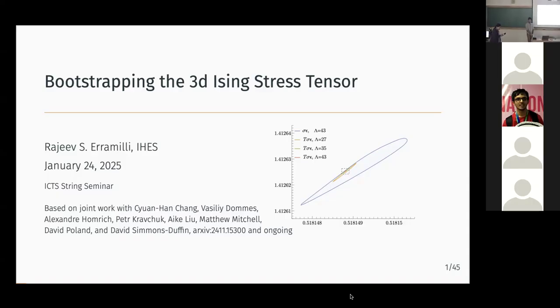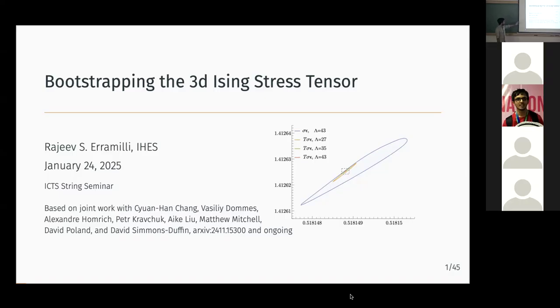Thank you, Shanmugapriya, and thank you all for coming here on Friday afternoon, and for the invitation to come out and speak. I'm going to be presenting some of the latest work in the numerical conformal bootstrap, in particular studying our favorite topic, the 3D Ising CFT.